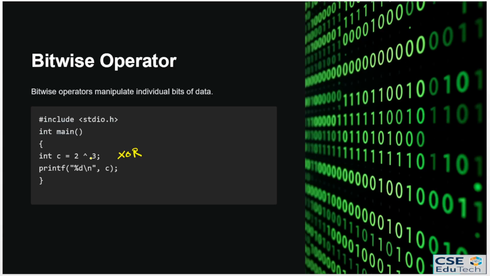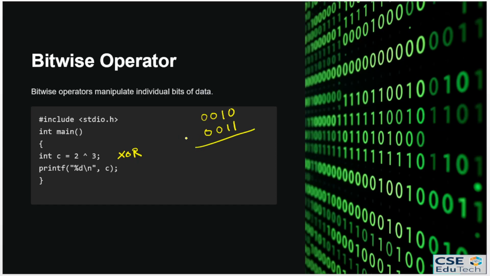Okay. So 2 in binary representation. For simplicity, we assume that we represent every number in 4 bits. So 2 will be represented using 4 bits, and 3 will be represented using 4 bits. So 0, 0, 1, 0 is the binary representation of 2, and the binary representation of 3 is 0, 0, 1, 1.